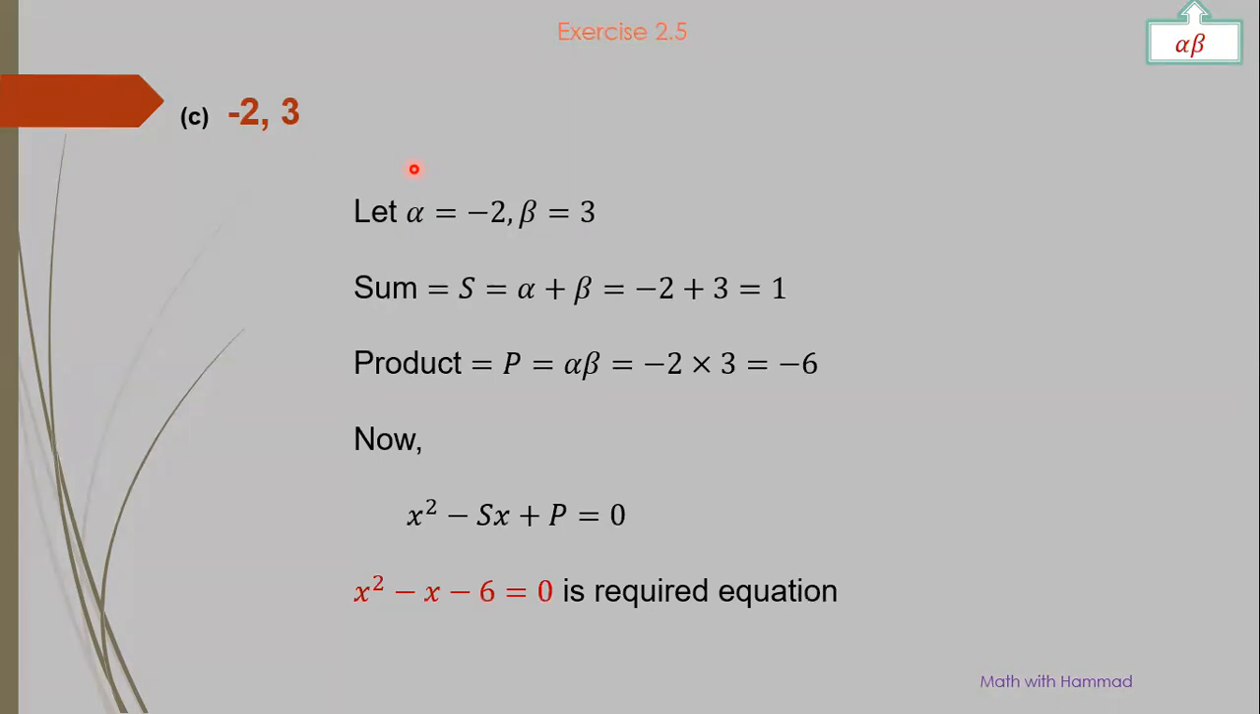is our required equation. Sum s means we have to add these two roots, minus 2 plus 3, that is 1, and p means we have to multiply, minus 2 multiplied by 3 is minus 6. And what is the standard form? Standard form of equation is x square minus sx plus p is equal to 0. s means 1, so x square minus 1x means only x, plus p, and value of p is minus 6. So x square minus x minus 6 is equal to 0 is our required equation. And if we factorize this equation, we will get minus 2 and 3 as the roots.